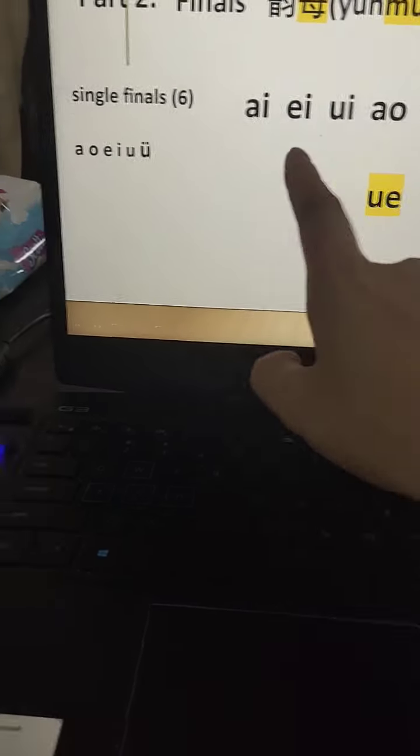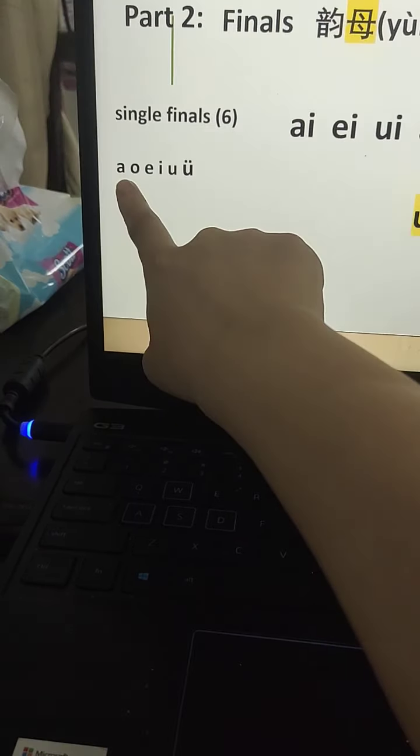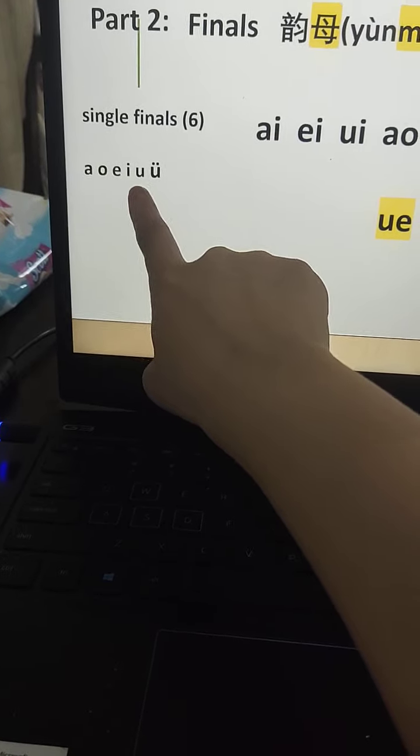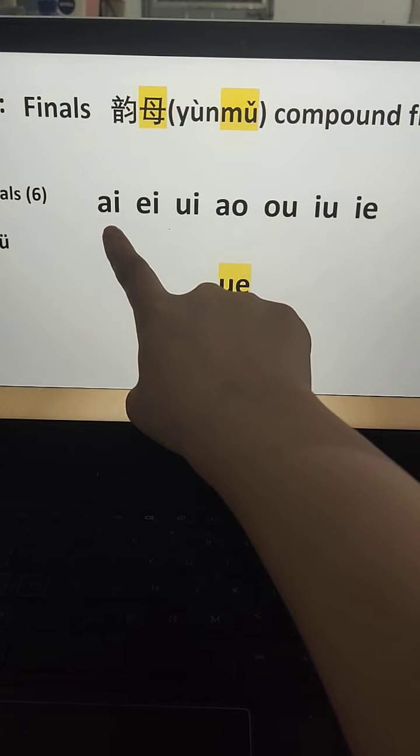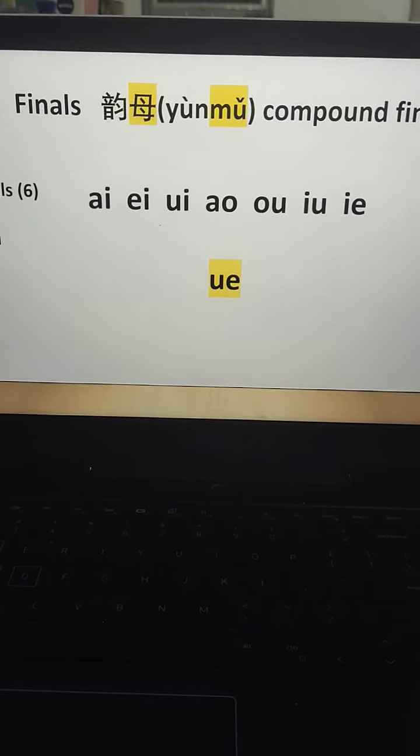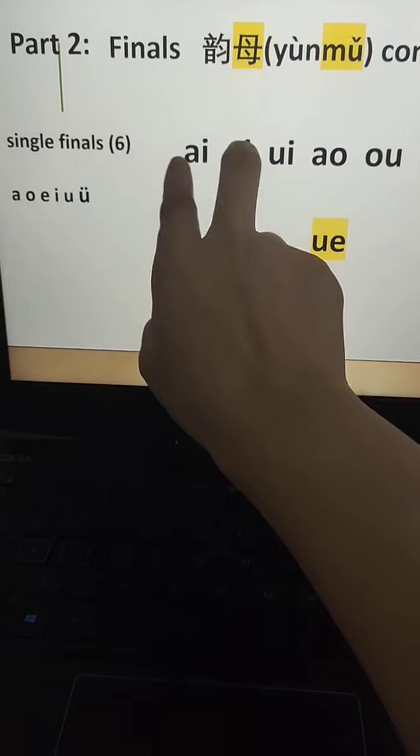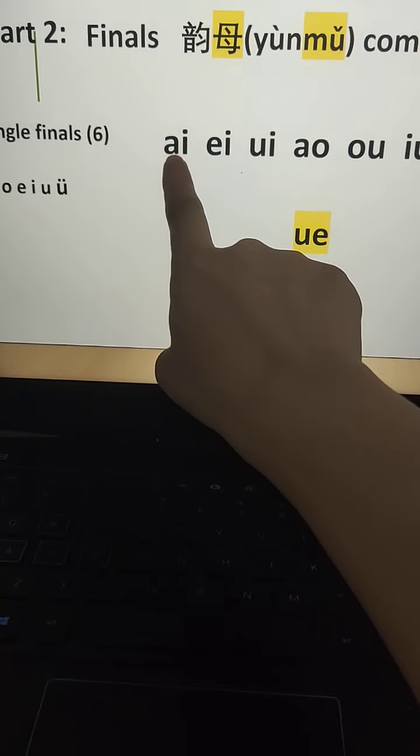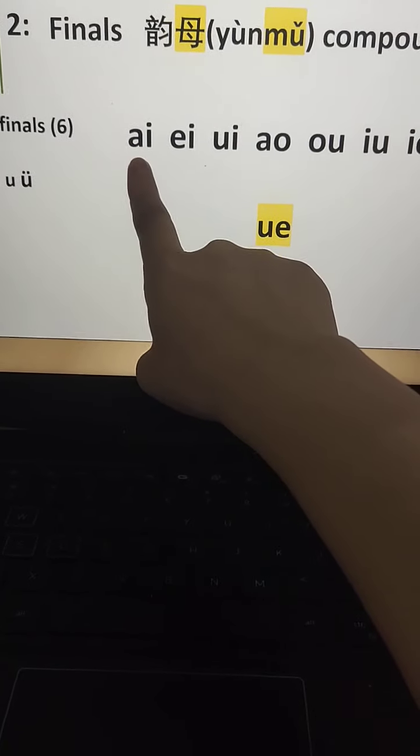Just now we said here is single finals, right? Single final means only one vowel. But here is compound finals, that means it not only has one, but can be two put together. So how to pronounce this one? First, we need to know how to pronounce the single one. Then we can put the two together. You pronounce this one first, then you pronounce this one later, and from this vowel, slip quickly to the next vowel.